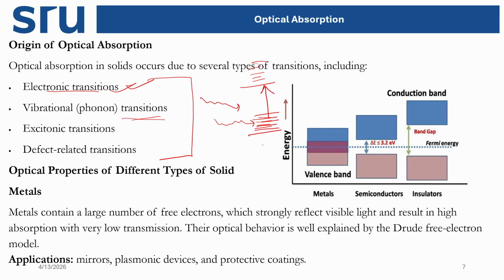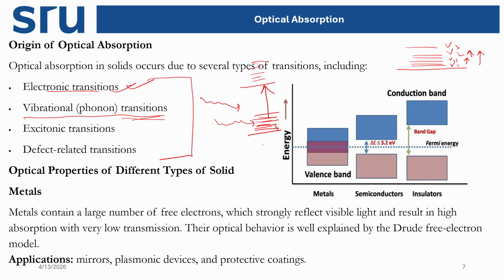Here we are not changing the electronic state, but we are changing the vibrational state. Let's say in an electronic state there are small vibrational states: v0, v1, v2, v3. The electron can transfer within one electronic state from v0 to v1, v1 to v2, or v0 to v2. This kind of transition can take place, and we call it a vibrational transition.